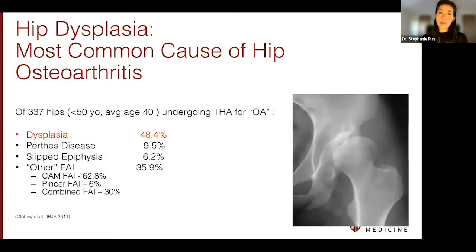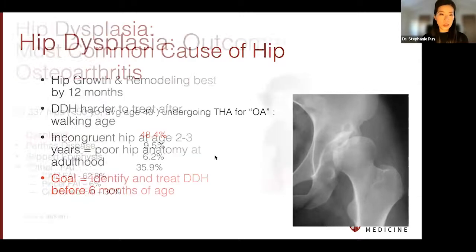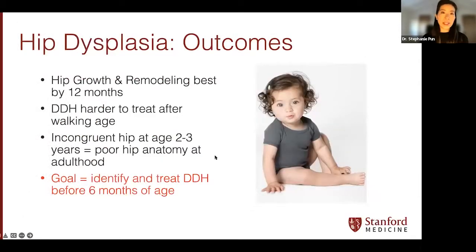Hip dysplasia is the most common cause of hip osteoarthritis in young adults who develop osteoarthritis and need a hip replacement. And so it is important to diagnose hip dysplasia and to treat it. The outcomes of hip dysplasia are best when the hip growth and remodeling normalizes before 12 months of age. DDH is much harder to treat after walking age.